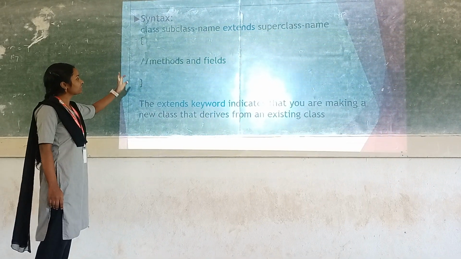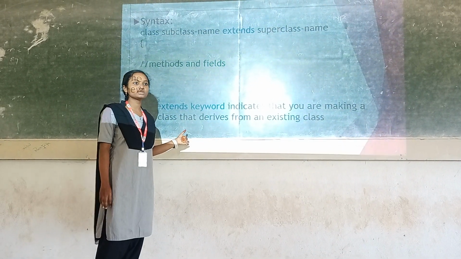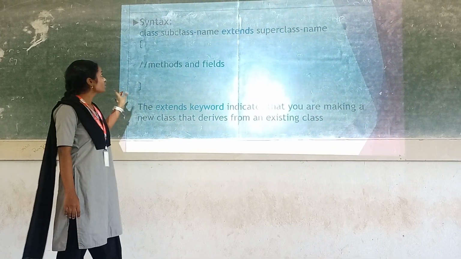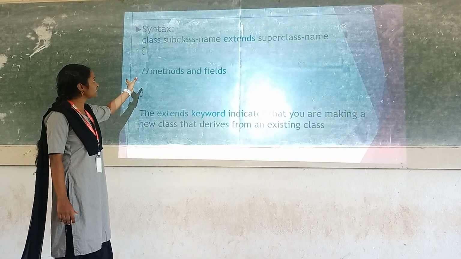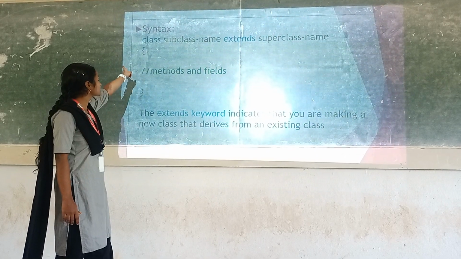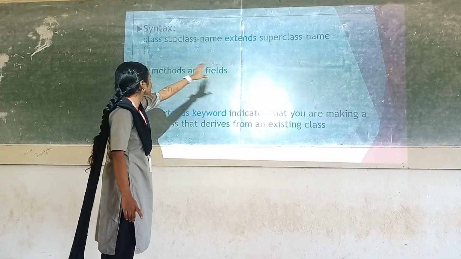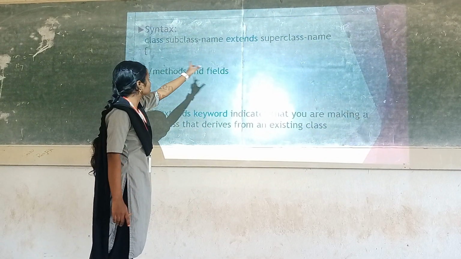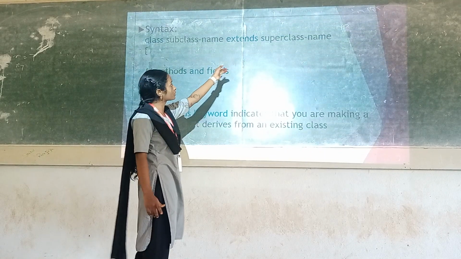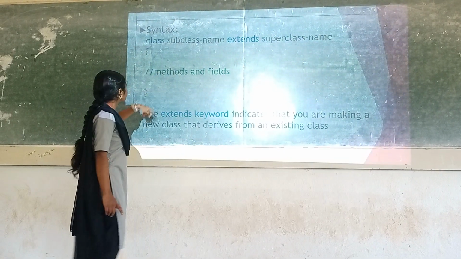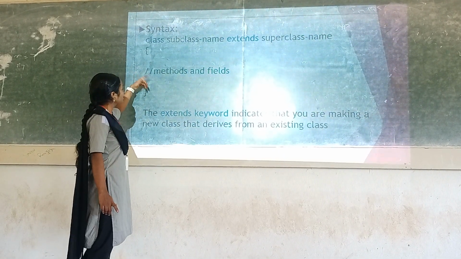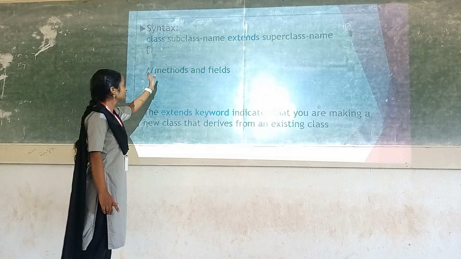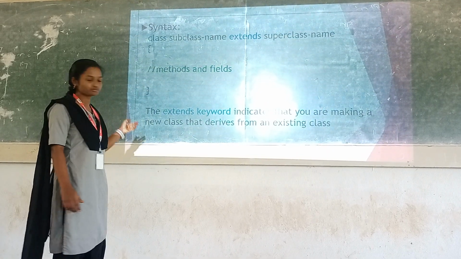Syntax for inheritance. To achieve inheritance in Java, we use a keyword called extends. Extends indicates that we are creating a new class which inherits the properties of the existing class. Here: class subclass-name extends superclass. That means the subclass extends the superclass, and the subclass inherits all the properties of the superclass. In addition, the subclass also has its own additional methods and fields.